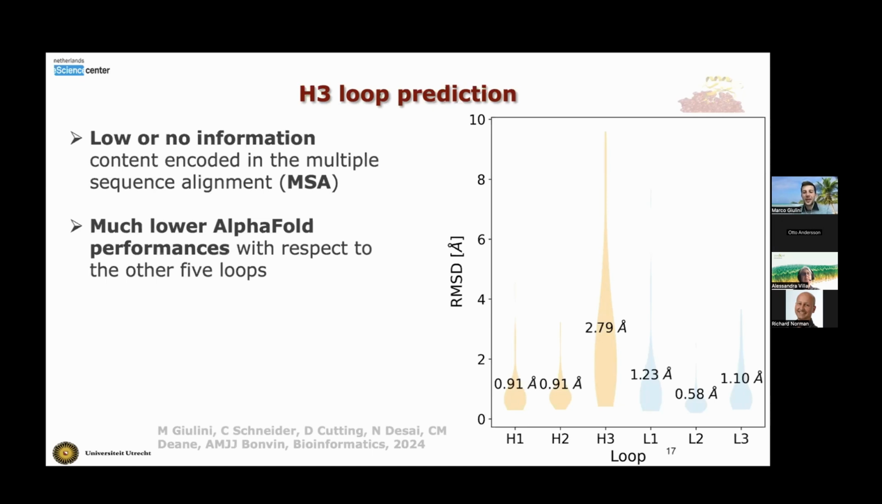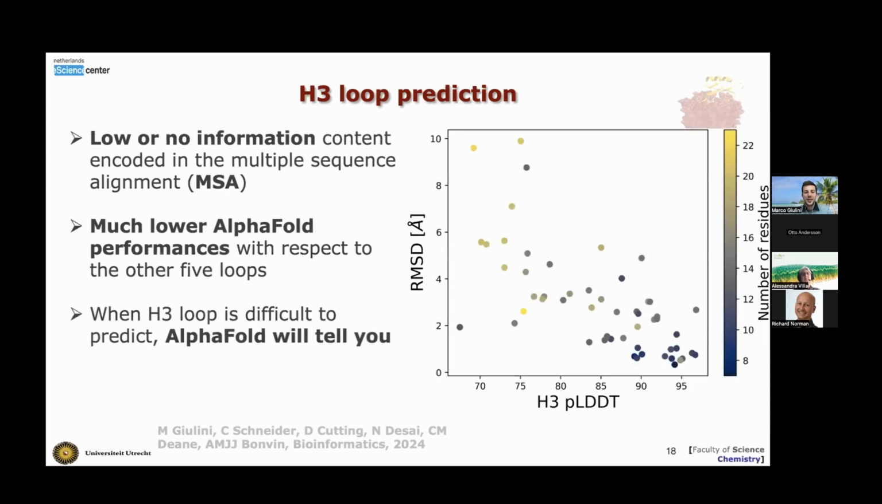And the good thing about AlphaFold is that when the H3 loop is complicated to predict, AlphaFold will kind of tell you. If you look at the confidence, AlphaFold has this variable called the pLDDT, predicted local distance difference test, which is an amino acid-wise confidence metric that is encoded in each residue.